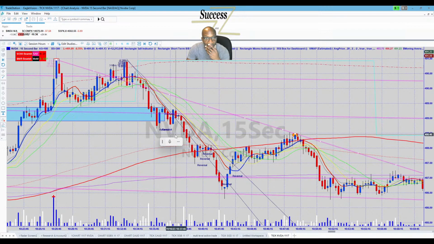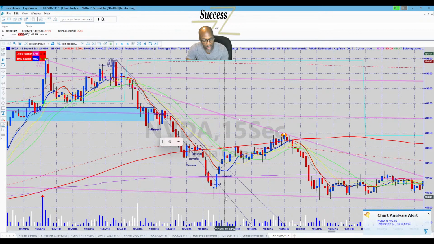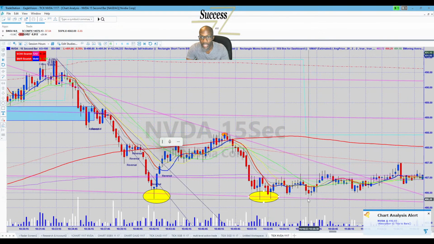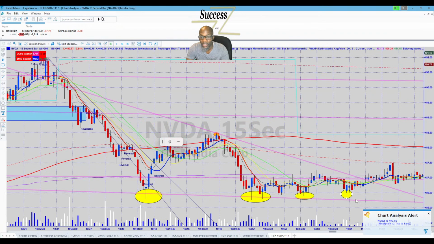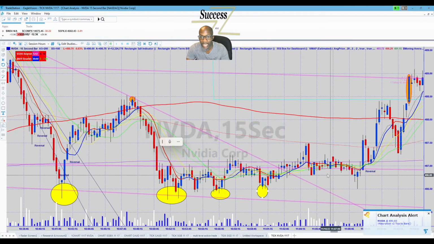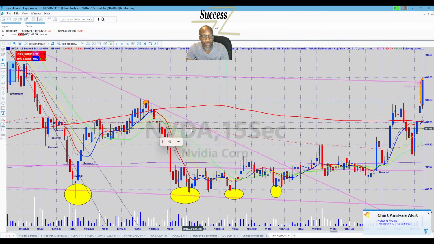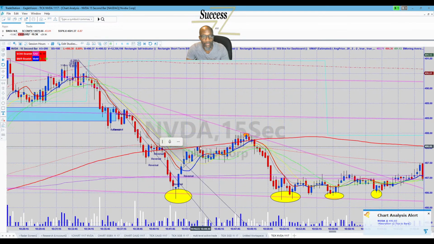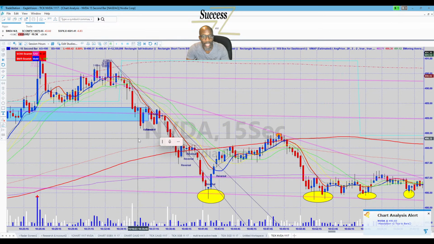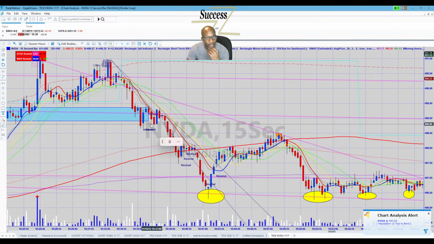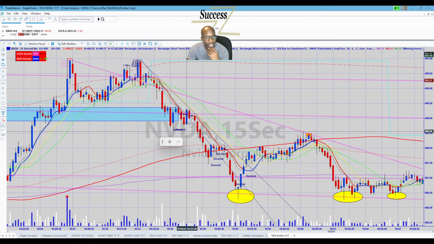well, we do have this support here. We've got this support and this support, and then it touches it a bunch of other times. So maybe that's why we like the break of this trend here, because it's got support, we have active support instead of impending resistance.